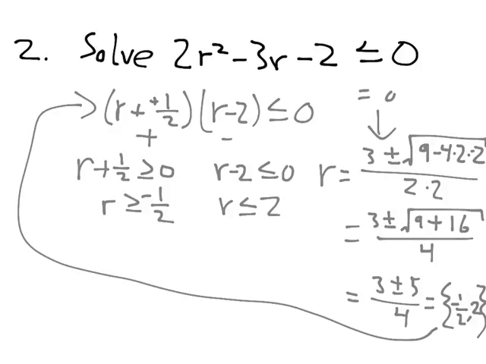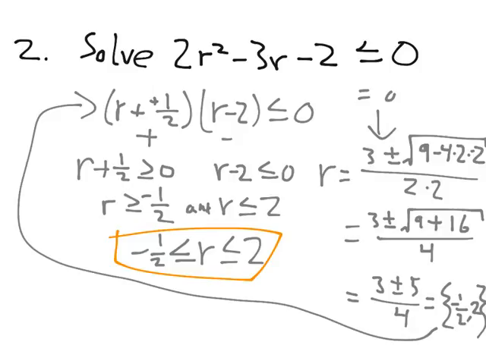If one of them is wrong, then I don't have a positive times a negative. I could have a negative times a negative, or a positive times a positive, which is not what I want. So both of them are true. And in fact, you can rewrite them so we know r is less than or equal to 2. But r is also greater than or equal to negative 1/2. So that is the solution.